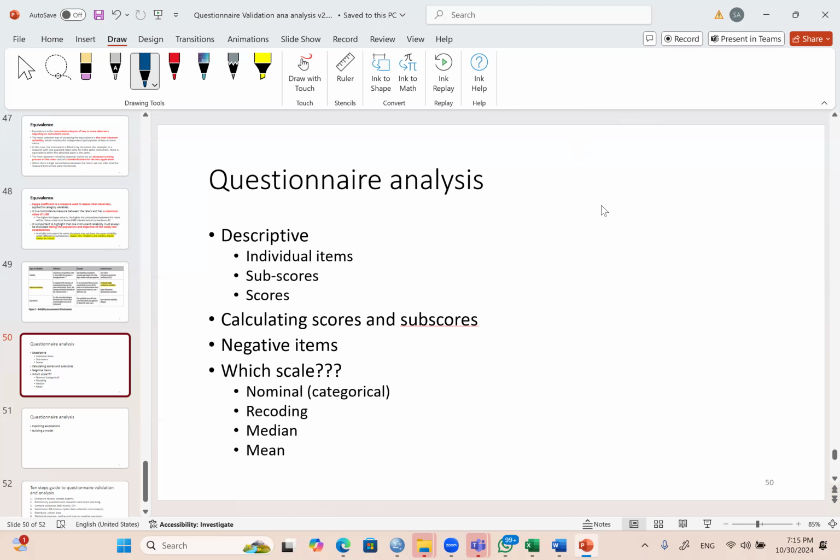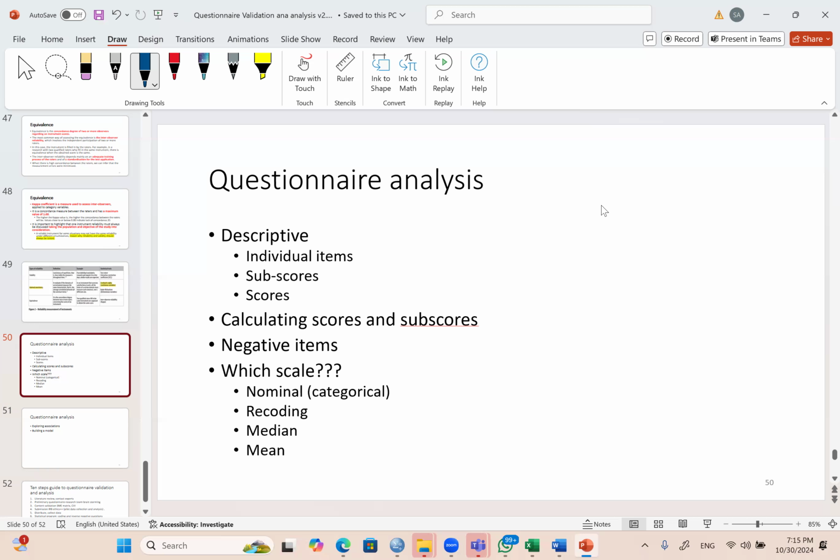Always enter your responses, you need to convert them to numbers. If you have yes or no answers, I advise you to give 0 for no, 1 for yes. And for the graded answers, you use a Likert scale and you do coding like the one you've seen on the statistical program. Then you start analyzing your questionnaire.